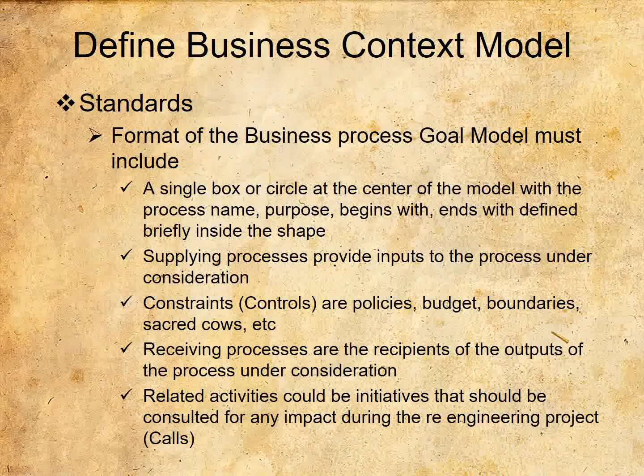Constraints or controls are policies, budget, boundaries, sacred cows, etc. They are guidelines within which the process must operate. Receiving processes are the recipients of the outputs of the process under consideration. Related activities could be initiatives that should be consulted for any impact during the re-engineering project. These are better known as calls.